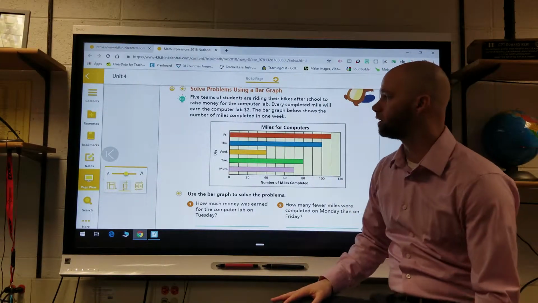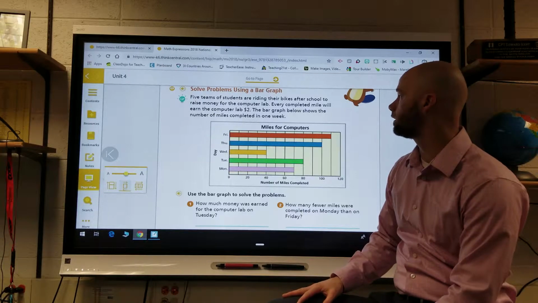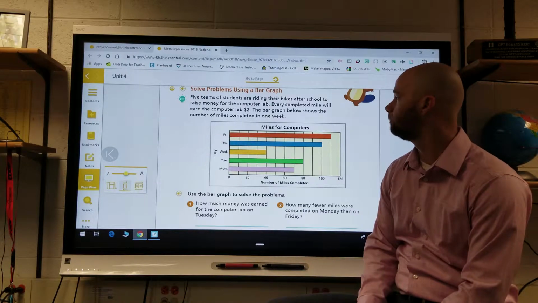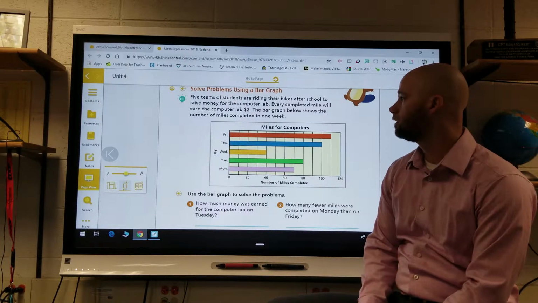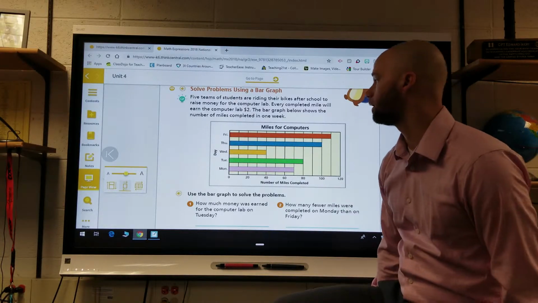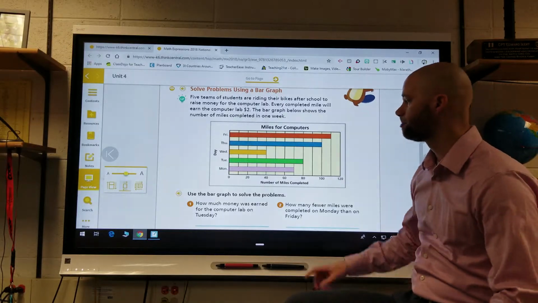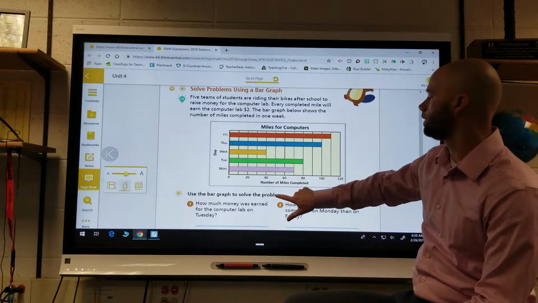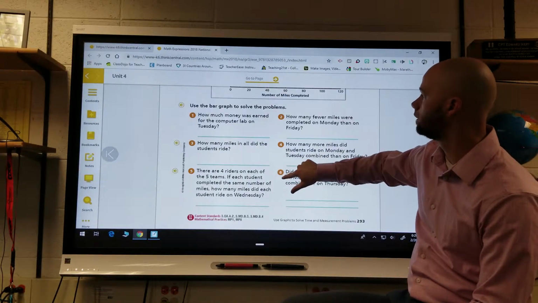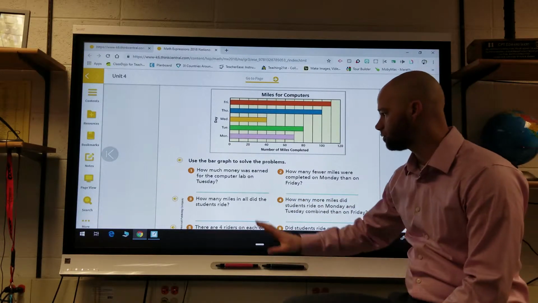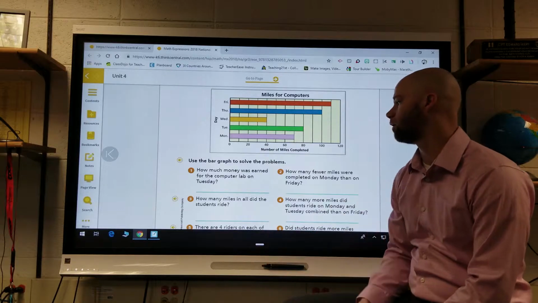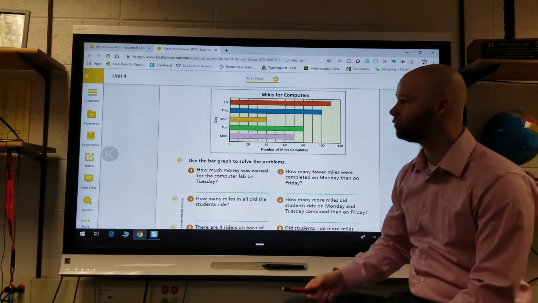So first one is 5 teams of students are riding their bikes after school to raise money for the computer lab. Every completed mile will earn the computer lab $2. The bar graph below shows the number of miles completed in 1 week. Okay? So miles in 1 week, I'm going to move this up maybe so we can just see the graph there. So use the bar graph to solve the problems. How much money was earned for the computer lab on Tuesday?